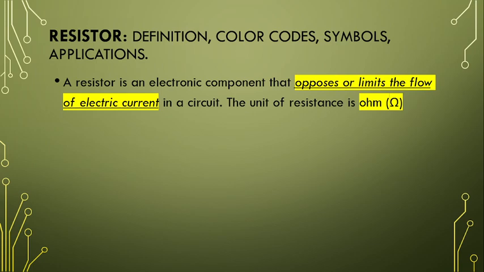Hello friends, in this video we are going to learn some passive components like resistor, capacitor, inductor, their application, color code, symbol and definitions. So let's start with the resistor. A resistor is an electronic component that opposes or limits the flow of current. The resistance unit is ohm.